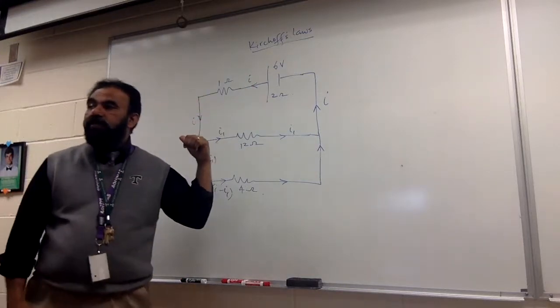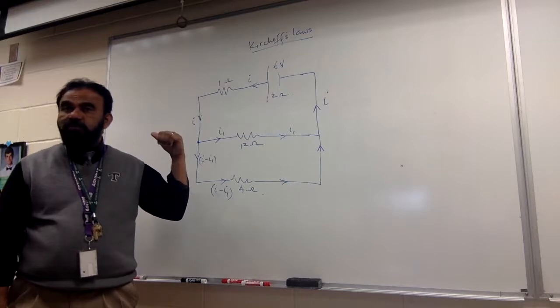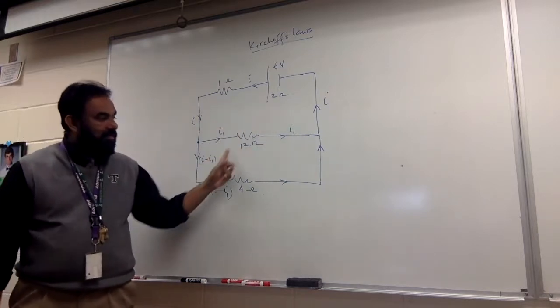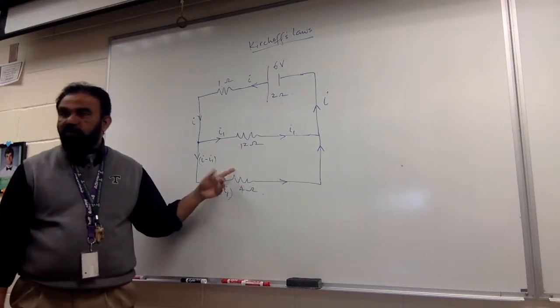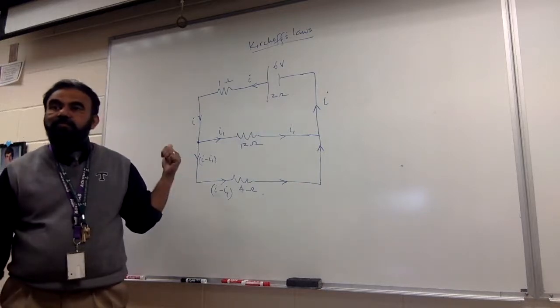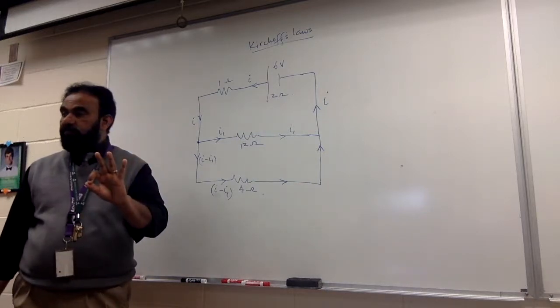How many loops are here? 2? 3 loops. Look, this is one closed loop. This is another closed loop. You don't have to have the cell. It's a closed loop. And then this whole thing is another closed loop. So we have 3 loops.